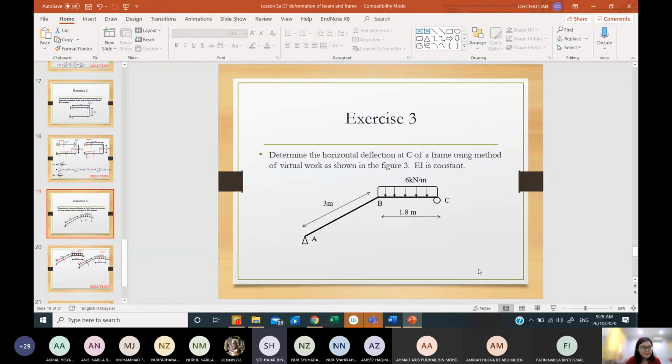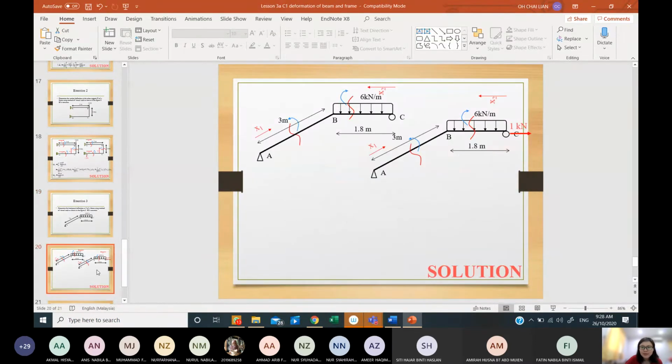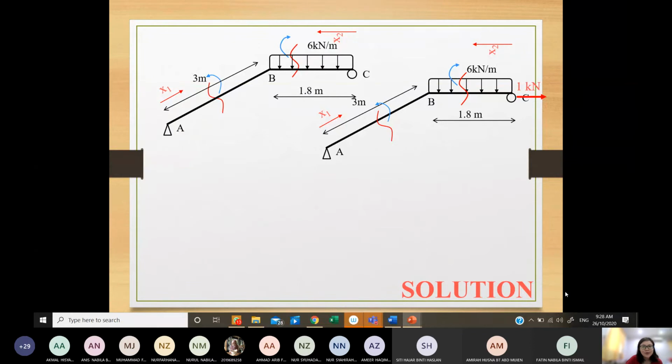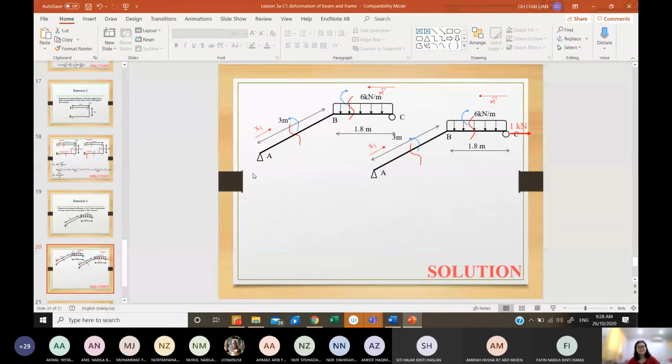Madam, we should find the reaction first, right? At A and C. It depends on where you want to start your X. I suppose you need two. Maybe I can show this. I do not know where you start your X. You can follow my X direction or you may use your own. There is no problem. So when I start my X1 from A, I need to determine my support reaction at A.